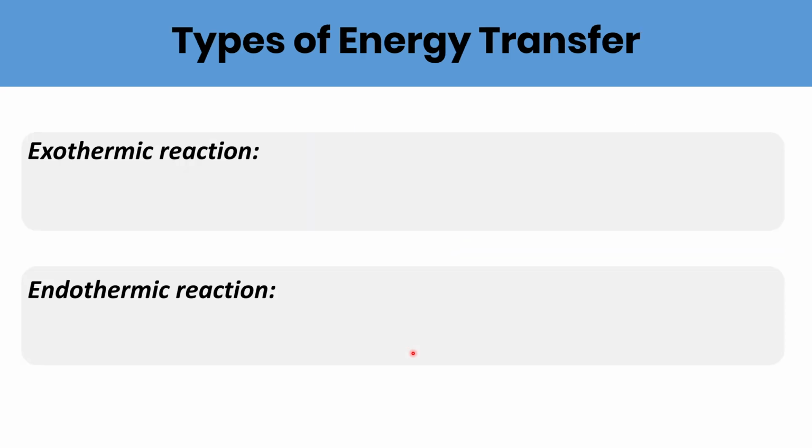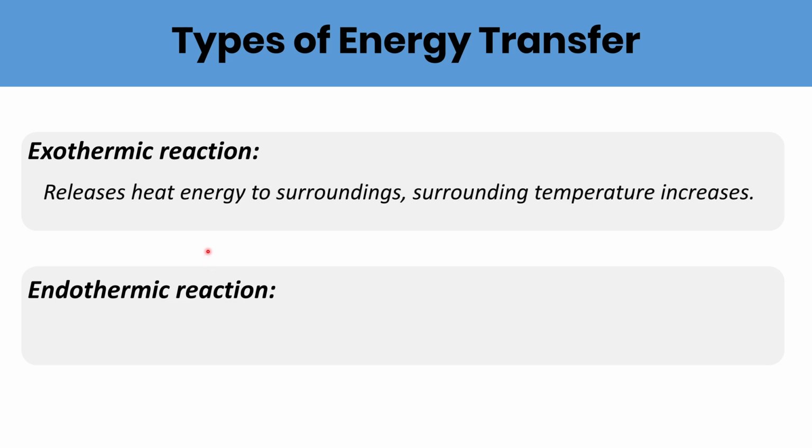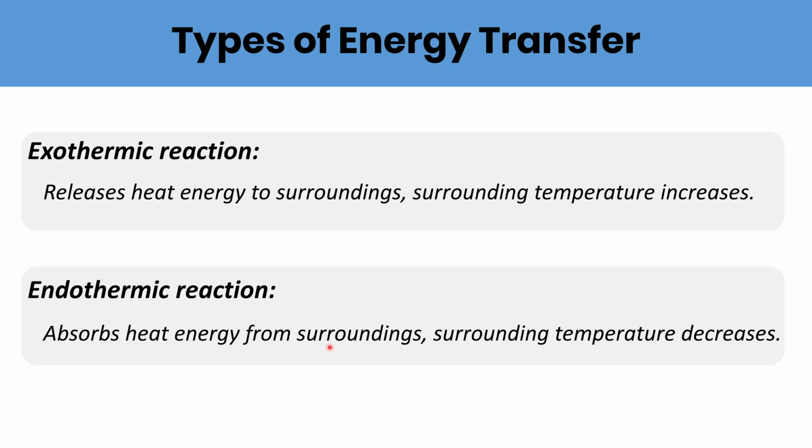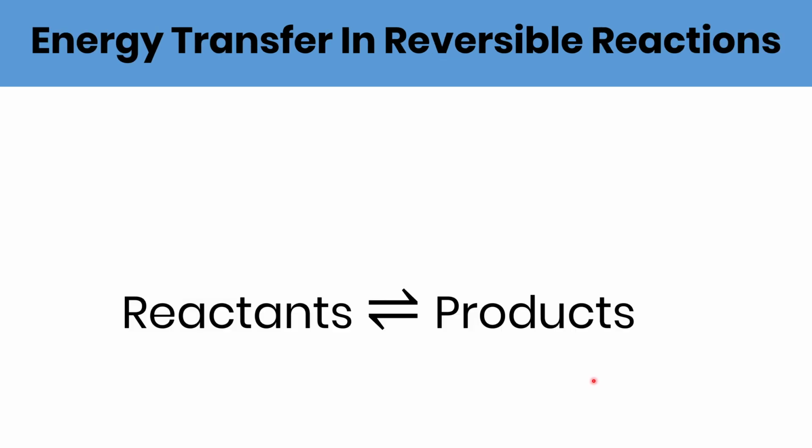Now, before we move on, it's important to recap the different types of energy transfer that can exist in a chemical reaction. There are two types of energy transfer that we study at GCSE. The first is an exothermic reaction, and the second is an endothermic reaction. Just a quick recap on these definitions. An exothermic reaction is one that releases heat energy to the surroundings, and that causes the surrounding temperature to increase. An endothermic reaction is one that absorbs heat energy from the surroundings, so the surrounding temperature is going to decrease.